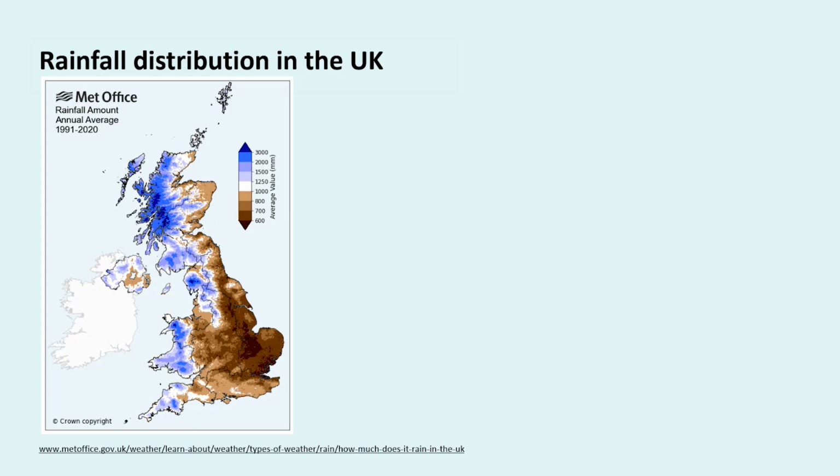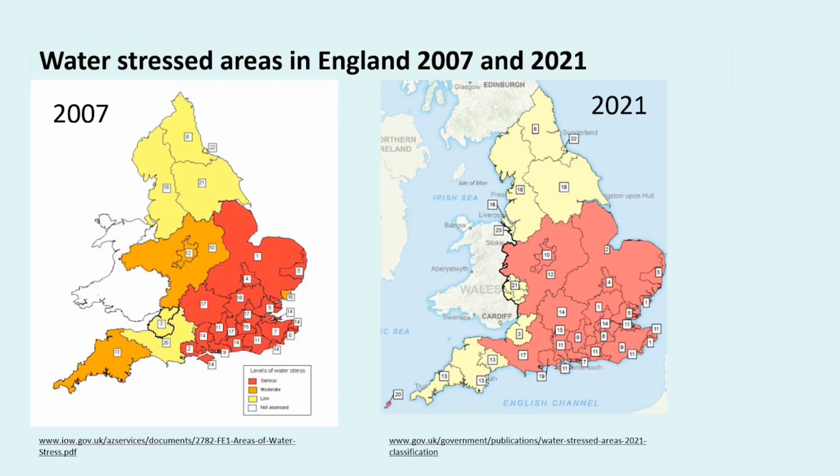in the east of the country, as we can see here on this figure from the Met Office. And that should mean the south and east of the country are more susceptible to water scarcity and stress. Next slide, please. And indeed, that is the case. As we can see here, much of central and southern England are flashing red.